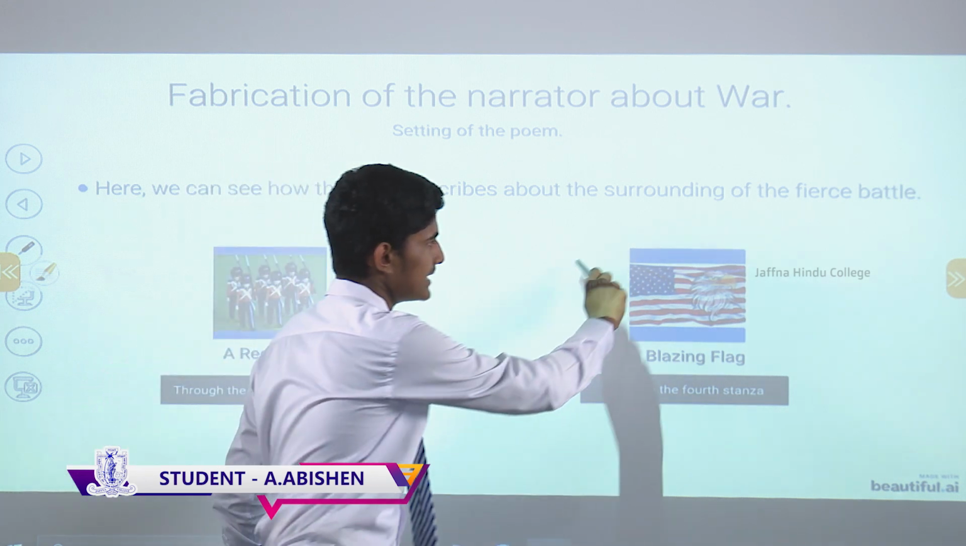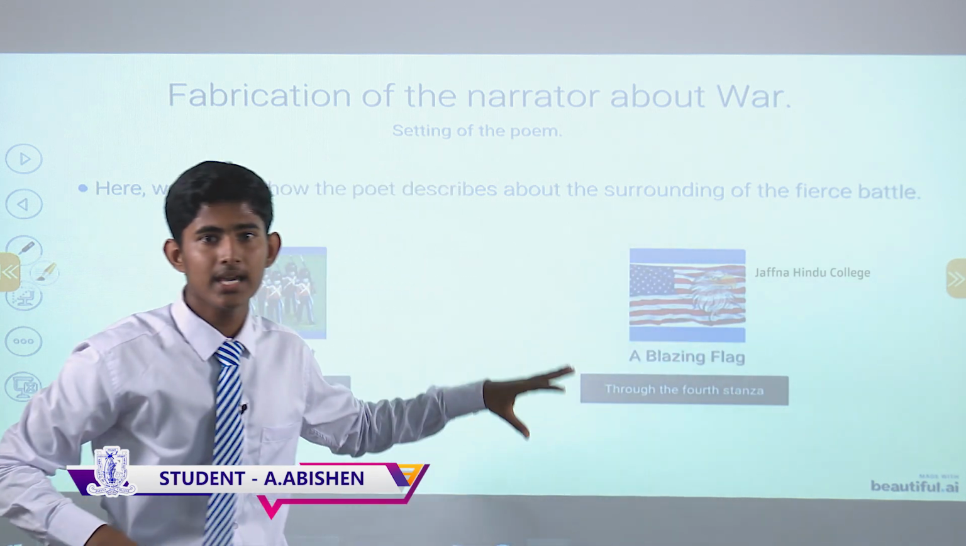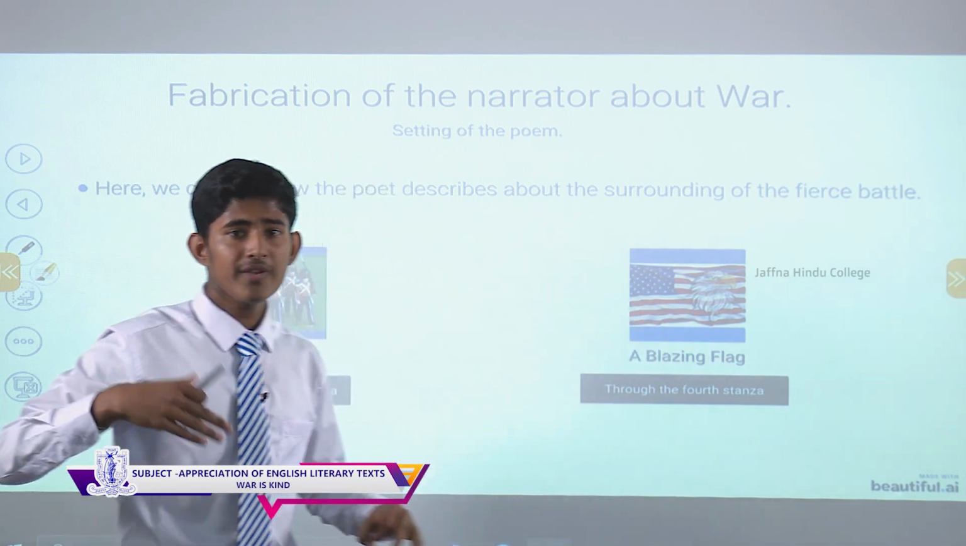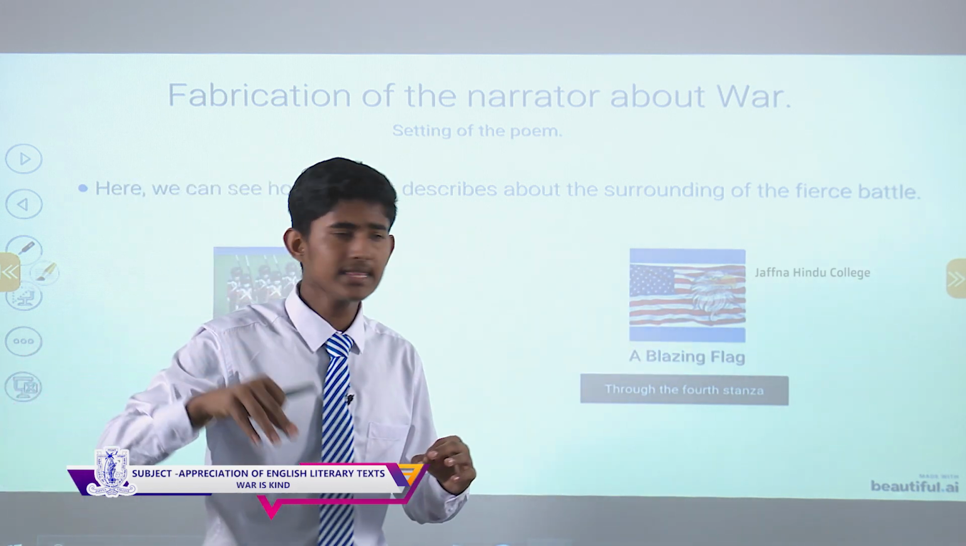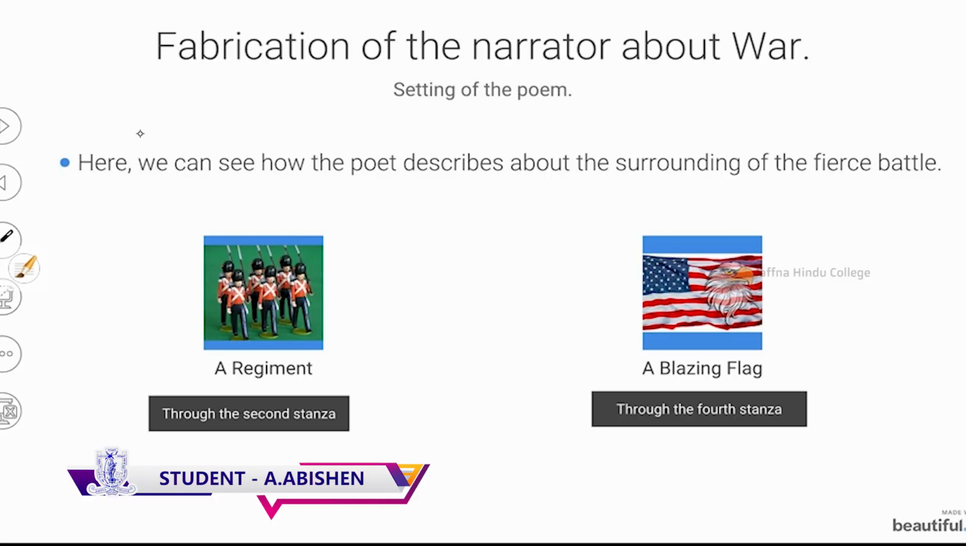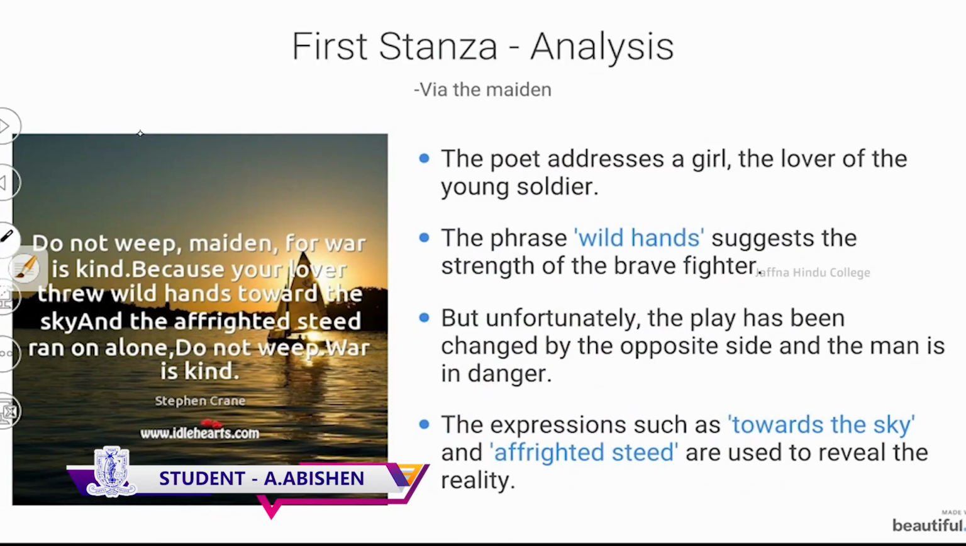So here you can see the flag of USA, including a picture of an eagle in it. So we are going to find out why the poet is mentioning the eagle and the flag in his poem. So we have finished the introduction part. Next one is the stanza-wise analysis.